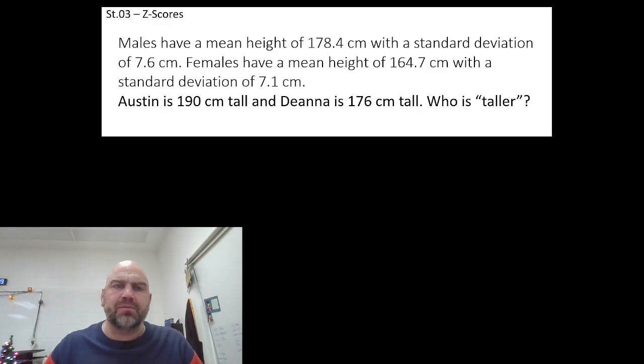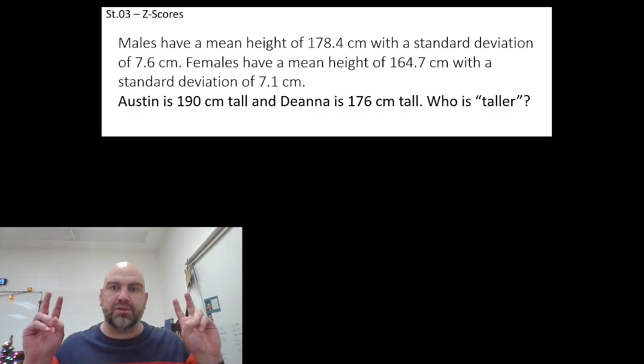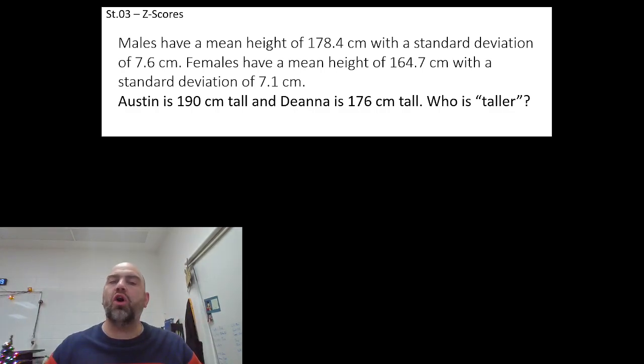So the example that we have today is we're going to be taking a look at two people, Austin, who is 197 centimeters tall, and Deanna, who is 176 centimeters tall. And the question is, who is, I'm going to put in quotations, taller? Now, taller in relationship to their, in this case, gender. So males, we are told, have a mean height of 178.4 centimeters with a standard deviation of 7.6 centimeters, and females have a mean height of 164.7 centimeters with a standard deviation of 7.1 centimeters.